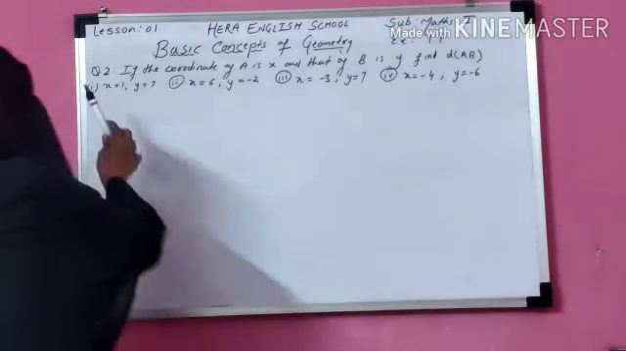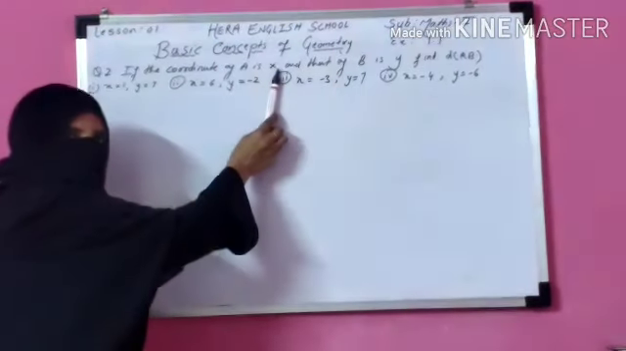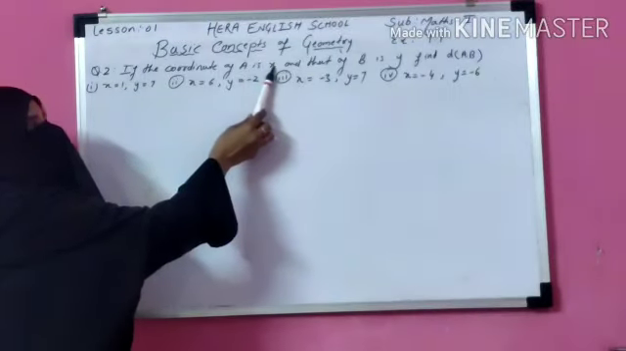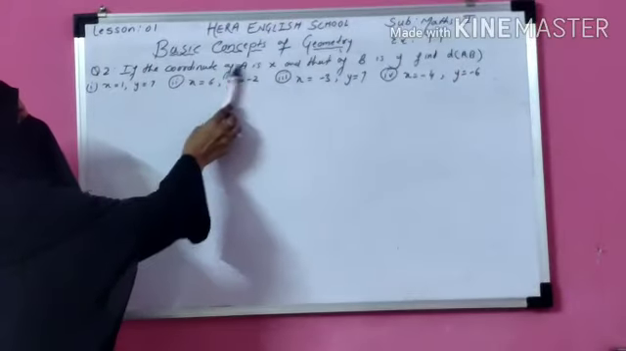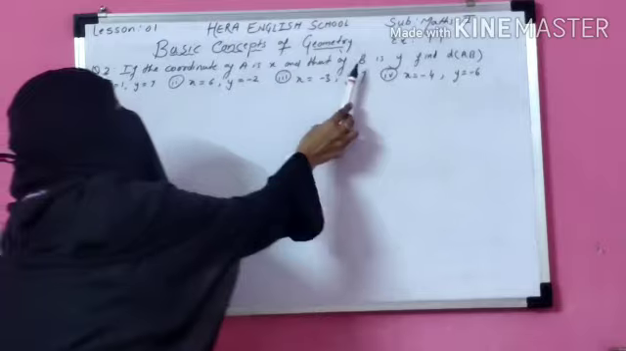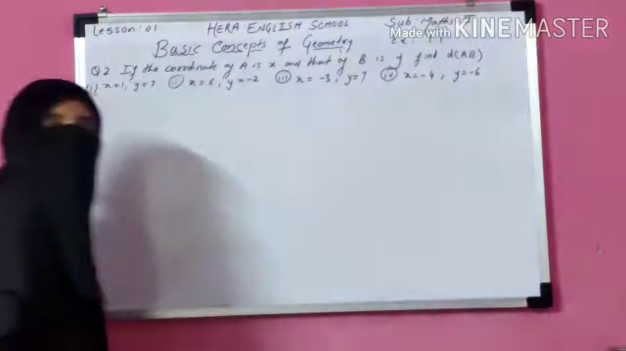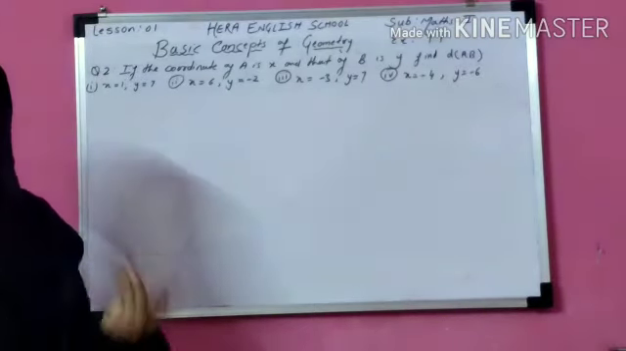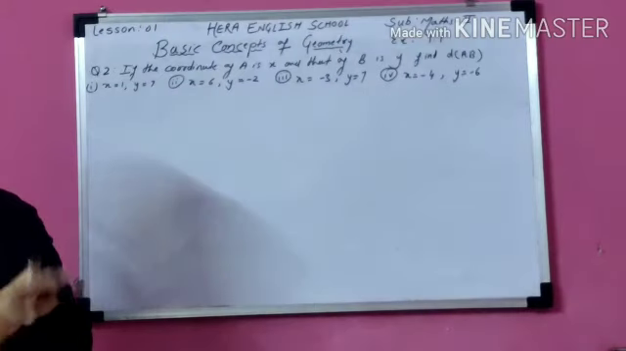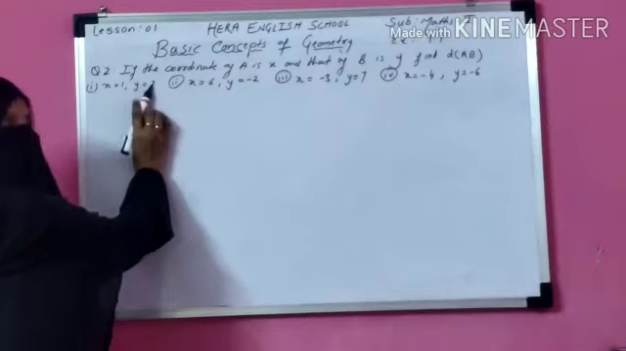Now move to question number 2. Question number 2: if the coordinate of A is x, that means the coordinate of A is represented by x, and that of B is y, find the distance AB. Then you have to find the distance between A and B. Again the same: the distance between 2 points is nothing but the greater coordinate minus the smaller coordinate. For the first question, x is 1, y is 7.